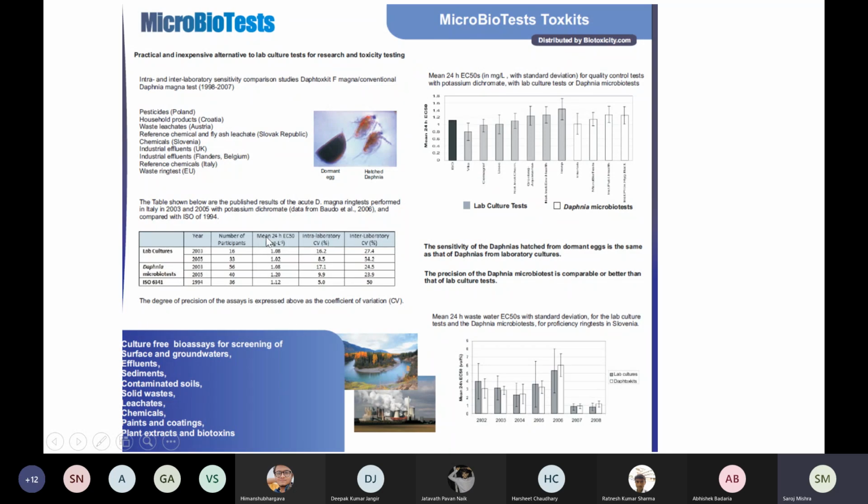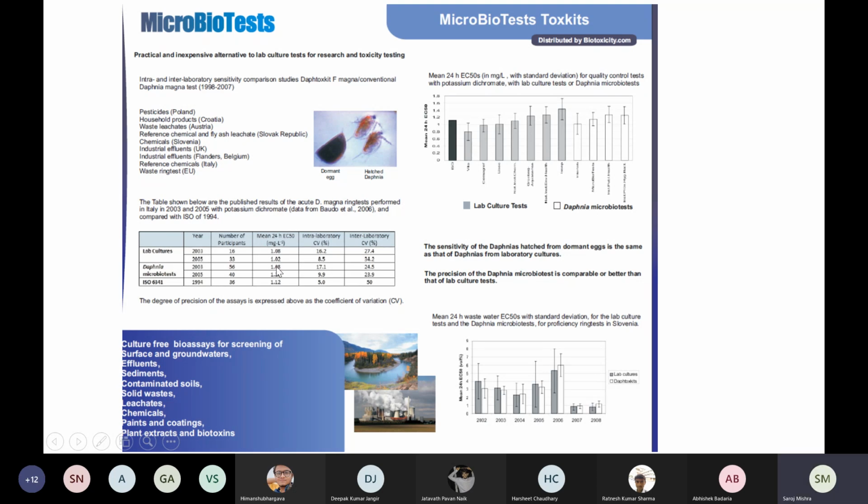Now if you look at the mean 24-hour EC50, remember that this is the effective concentration, the concentration at which you saw 50% mortality of the Daphnia, compared among the different tests. What you found was that with the earlier lab cultures the value was 1.08 milligram per liter. With the DAFTOX, performed in 2003 and 5, the values were 1.08 and 1.20. And with the ISO standard test, the value was 1. In other words, the DAFTOX was working very, very well.